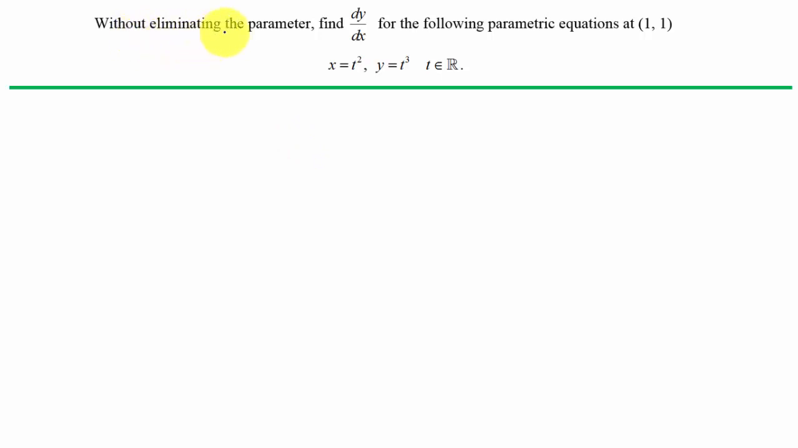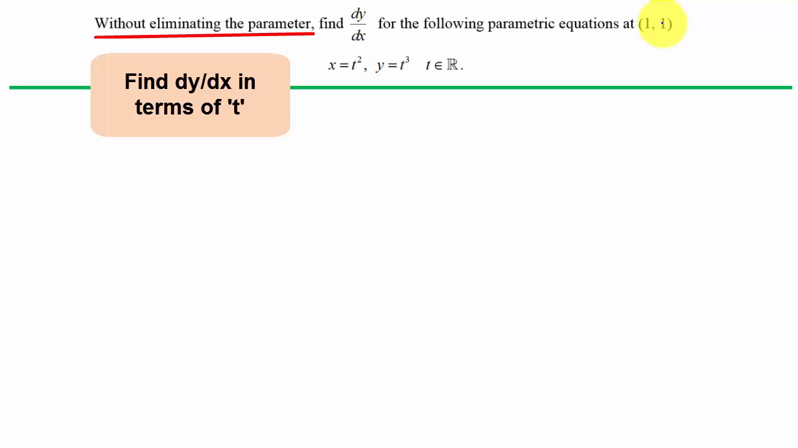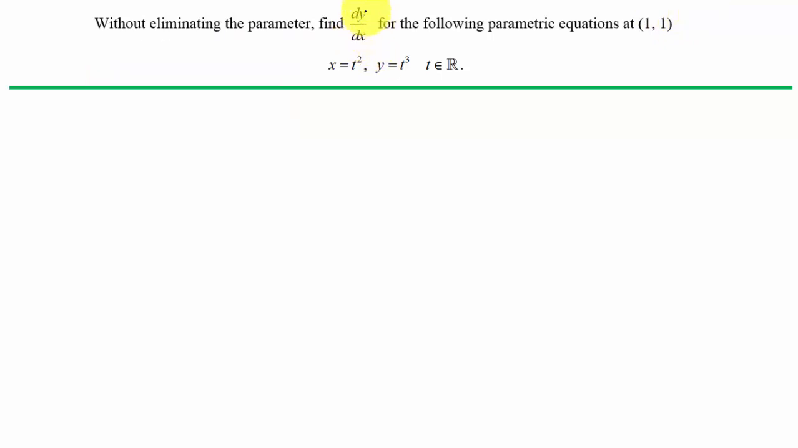Without eliminating the parameter, find dy/dx for the following parametric equation at this particular point. Without eliminating the parameter means that we have to find dy/dx in terms of t. So we need to find dy/dx, but before we can find dy/dx, we will need to find what is dx/dt and dy/dt.